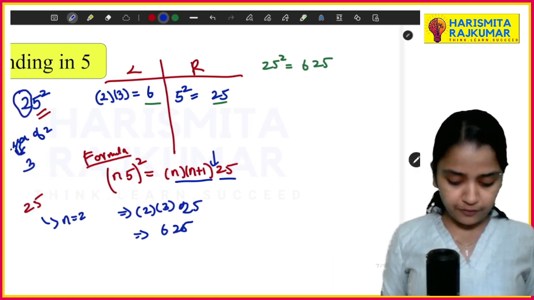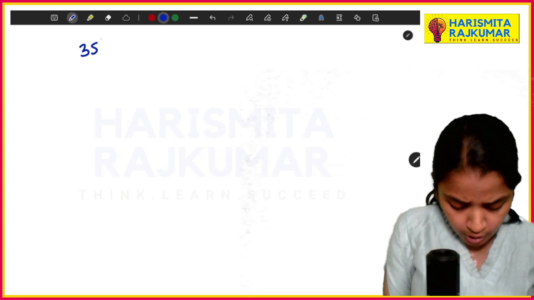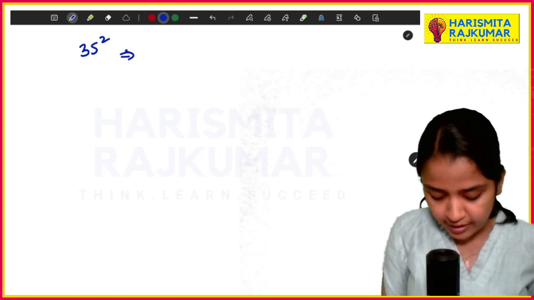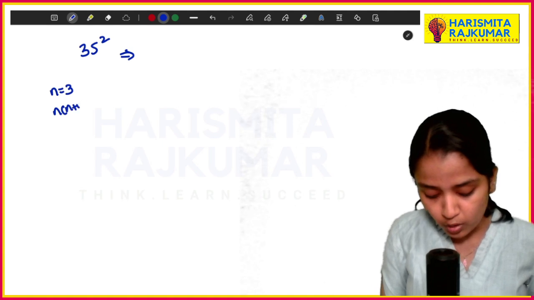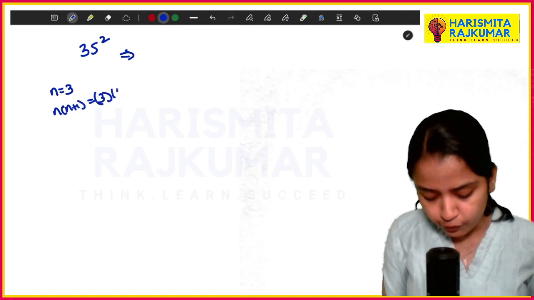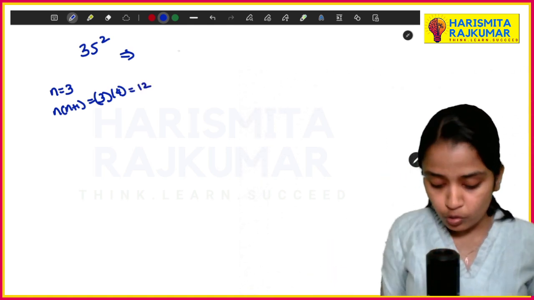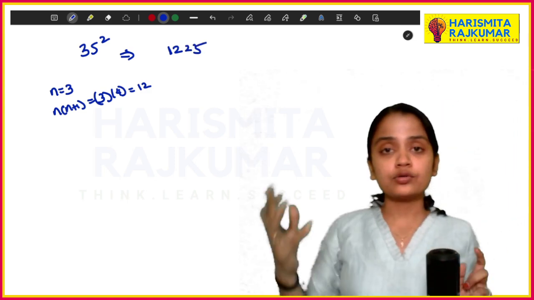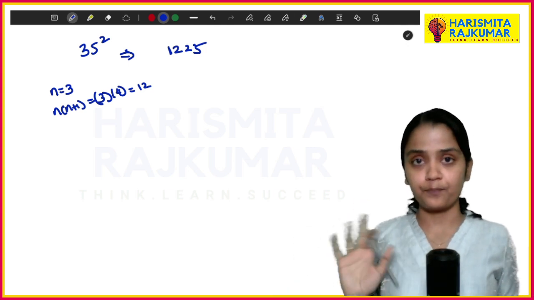Likewise, if I find, say, 35 square, my n is equal to 3. So n into n plus 1, what will I get? 3 into 4, which is nothing but 12. So basically I can write 12 and then 25, which is 1225. This is your answer, right?